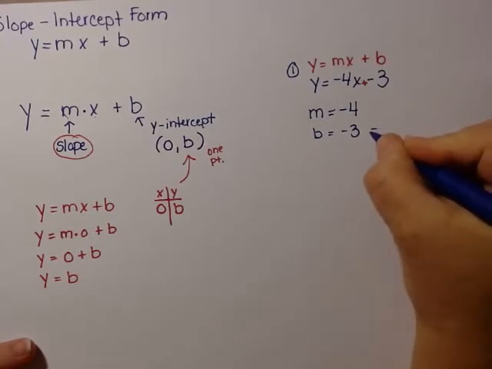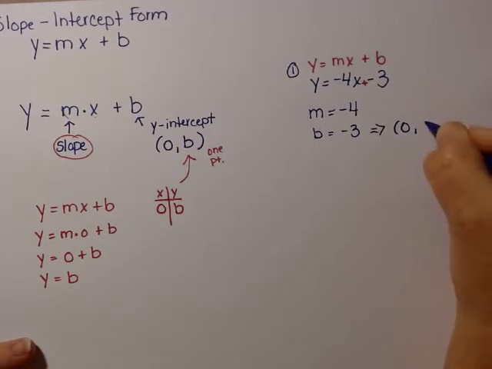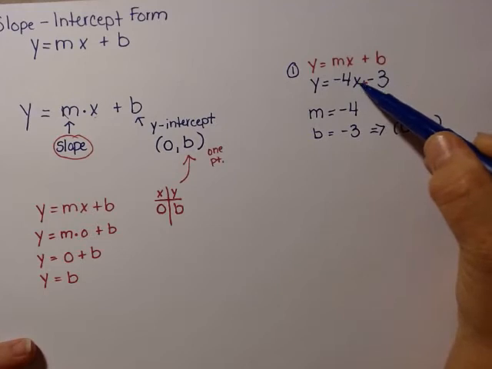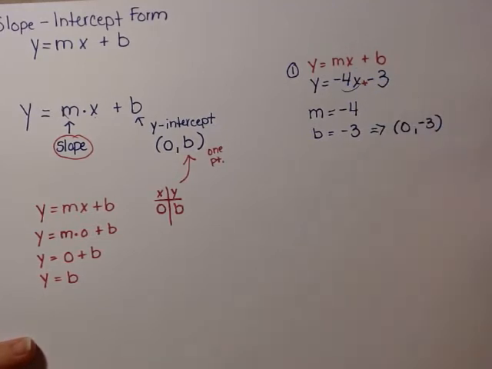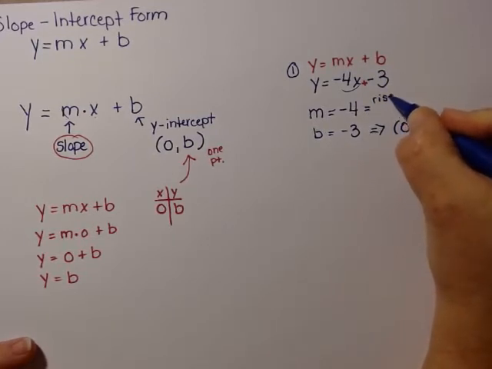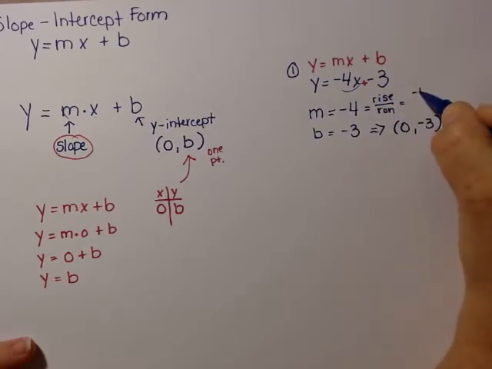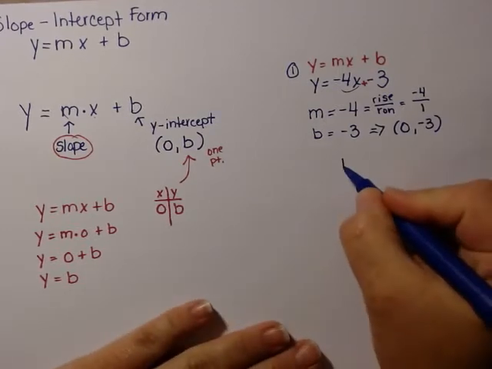So what does this mean? It means when x is 0, y will be negative 3. And you could plug that in. Negative 4 times 0 is 0, and 0 minus 3 is negative 3. Your slope, if you remember, is rise over run. This is a whole number. This is negative 4, and any whole number can be written as a fraction by putting it over 1. So let's graph it.